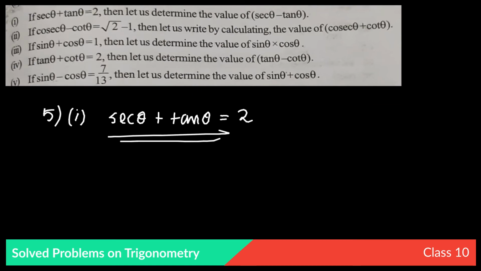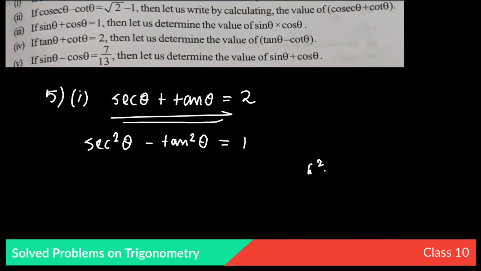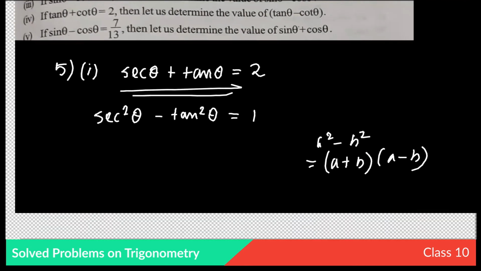Now see, from the identities that we have read in trigonometry, that is sin²θ + cos²θ = 1, cosec²θ − cot²θ = 1, and sec²θ − tan²θ = 1. So using the identity sec²θ − tan²θ = 1, we can write sec²θ − tan²θ is equal to 1. Now we already know that the formula for a² − b² is (a + b)(a − b). Here sec²θ − tan²θ is in the form of a² − b², where a² is sec²θ and b² is tan²θ. So here we will apply the same.